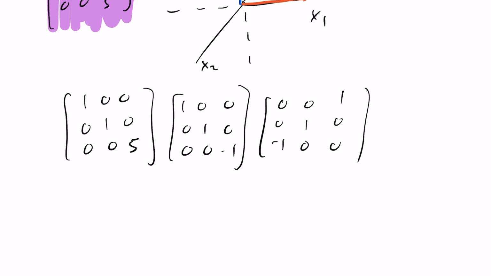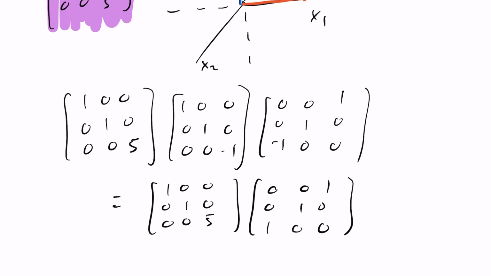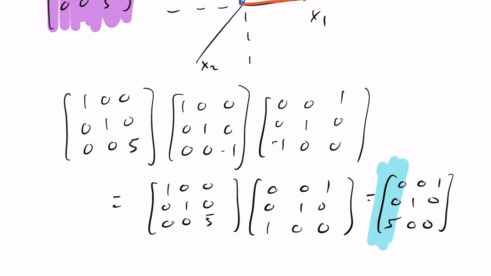Multiplying this all out, we get the following. Going ahead and multiplying this out, we're going to get 0, 0, 1, 0, 1, 0, and lastly 1, 0, 0. And then multiplying this out here, we get 0, 0, 1, 0, 1, 0, and then the last row becomes 5, 0, 0. So we are finally done. This is the matrix that's going to do a rotation of 90 degrees, a reflection in the x1, x2 plane, and then a stretch by a factor of 5.